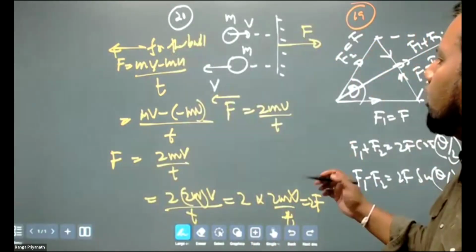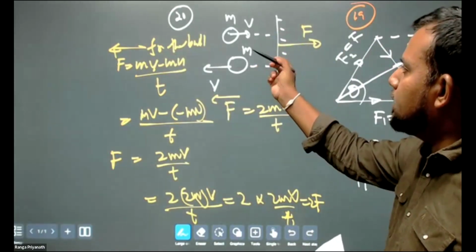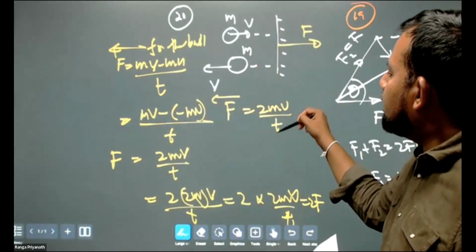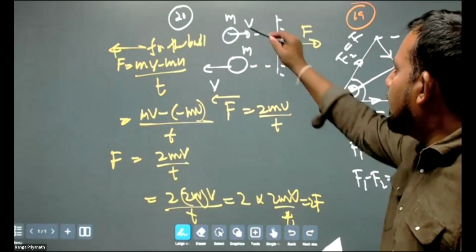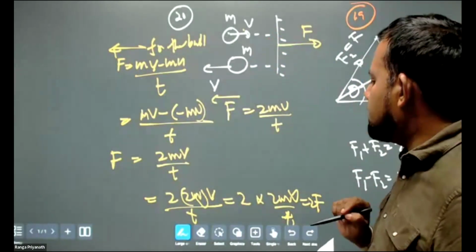Remember, these are small points. It bounces with the same speed if it is elastic. Then the force is 2mv divided by time. mv is the momentum, the final momentum mv, so 2mv divided by t.